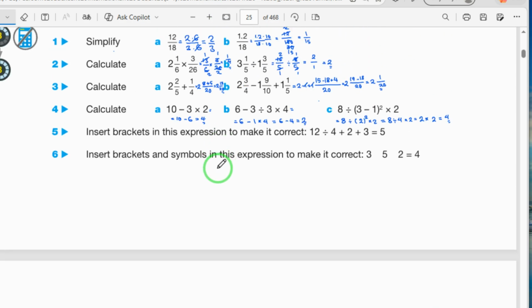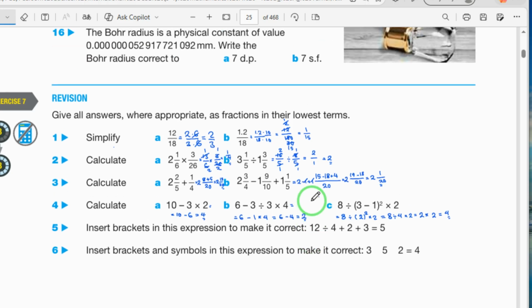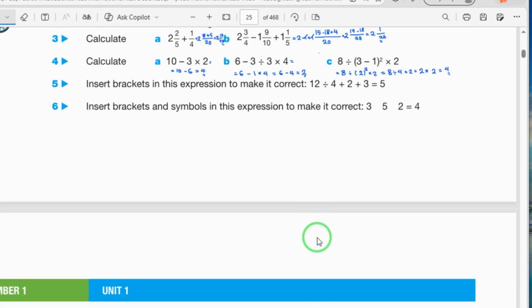Question number 5. Here we have question number 5. Insert bracket in this expression to make it correct. And also question number 6. Insert a symbol in this expression to make it correct. So the first example here, I work. Here I insert the bracket.